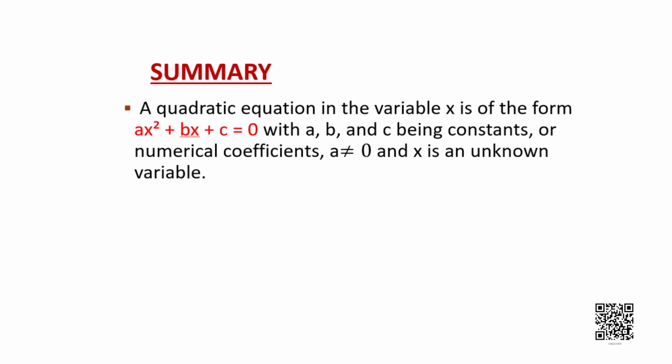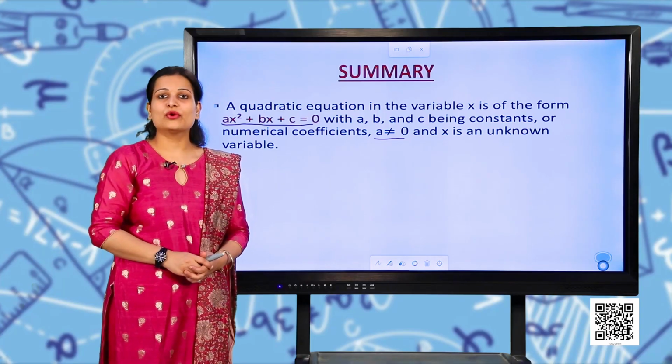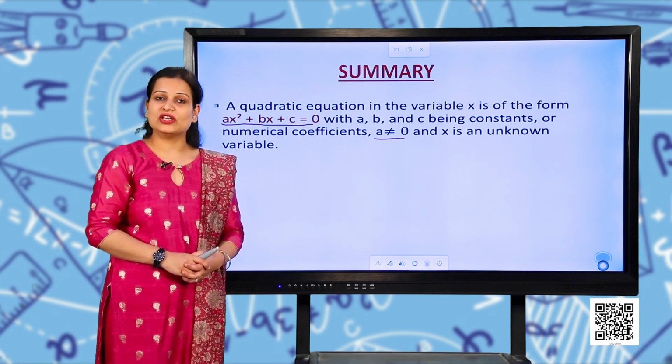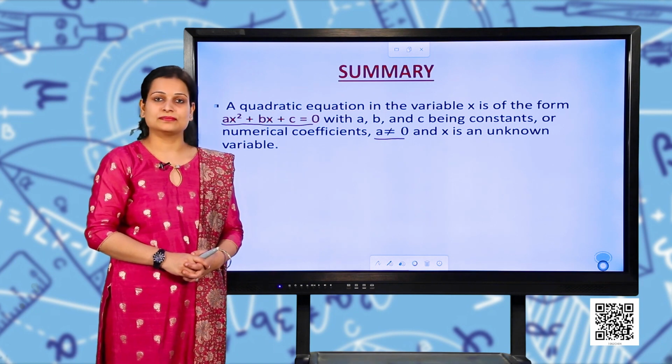Now, let us quickly recapitulate what we have studied today. A quadratic equation in the variable x is of the form ax square plus bx plus c equals 0, with a, b and c being constants or numerical coefficients, and remember a is not equal to 0 and x is any unknown variable. I hope you have understood the concept of how to check whether an equation is a quadratic equation or not. Thank you.